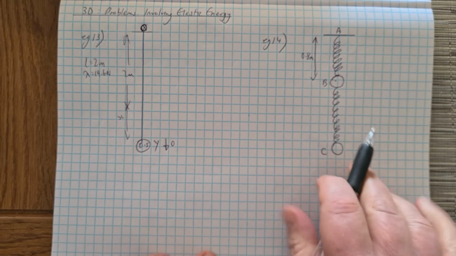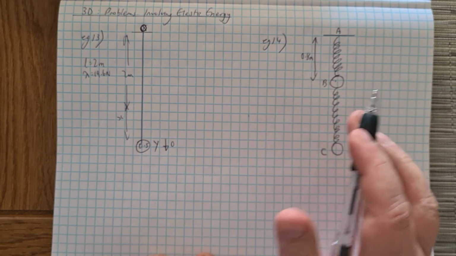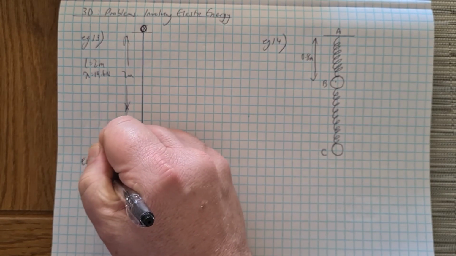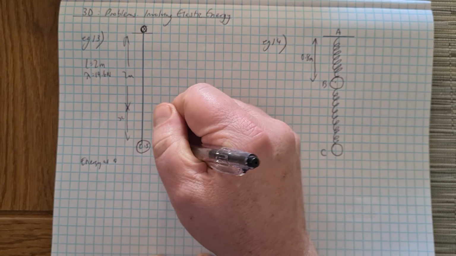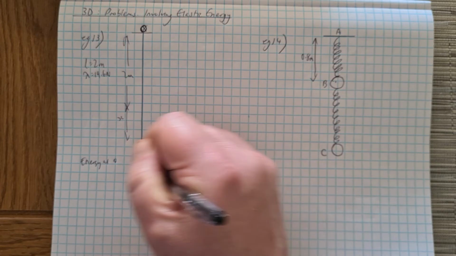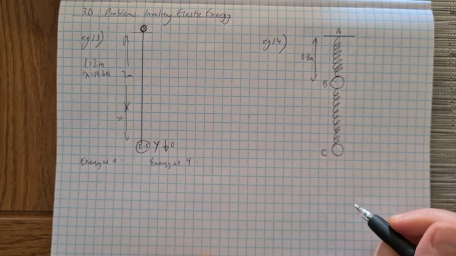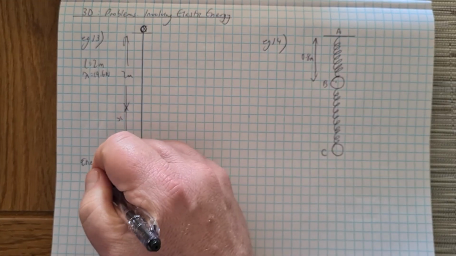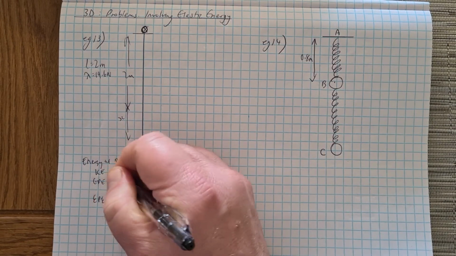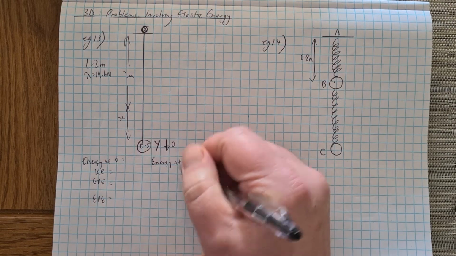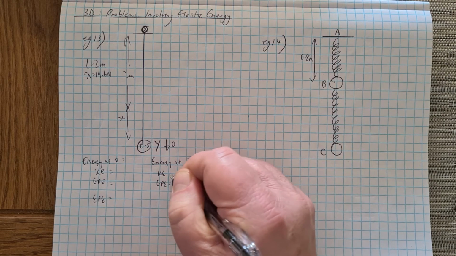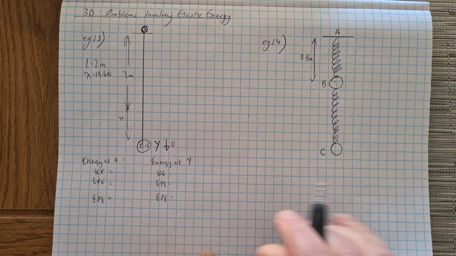So I'm going to set up the examples as I would for every question. This one is simpler, but I'm going to look at the total energy at O, and then if we call this point down here Y, we're going to look at the total energy at Y. I just get into the habit, because then it's the same thing every time you do a question. At O, we're going to look at kinetic energy, gravitational potential energy, and elastic potential energy. And at Y, we will do exactly the same: kinetic energy, gravitational potential energy, and elastic potential energy.